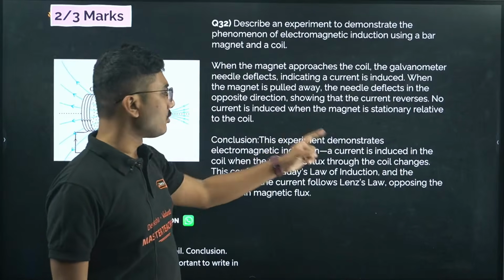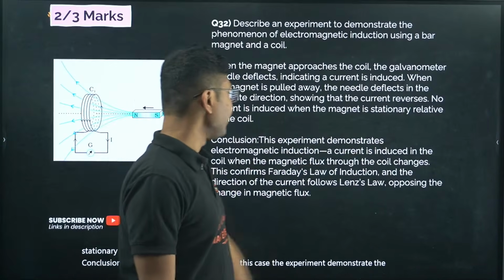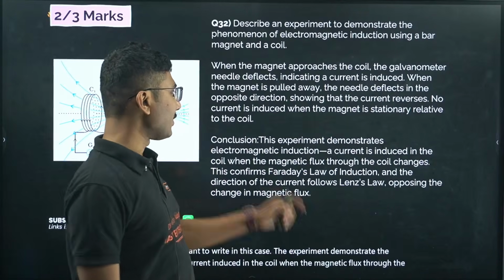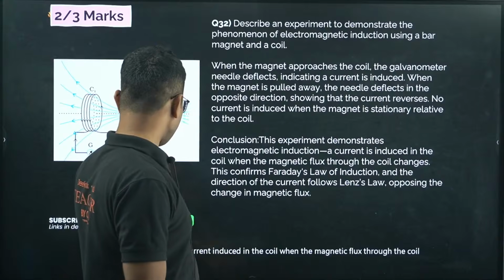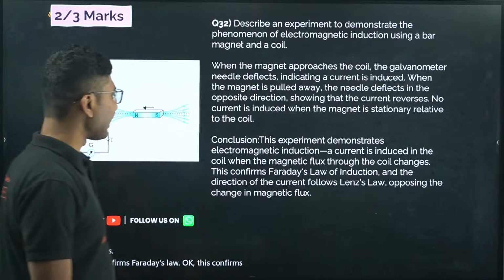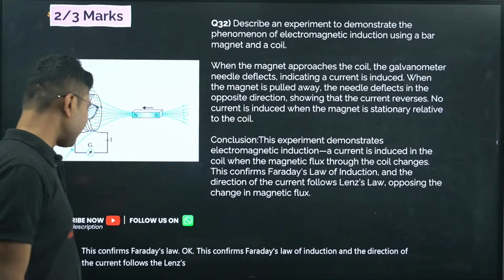The experiment demonstrates electromagnetic induction: a current is induced in the coil when the magnetic flux through the coil changes. This confirms Faraday's law of induction, and the direction of the current follows Lenz's law, opposing the change in the magnetic flux.